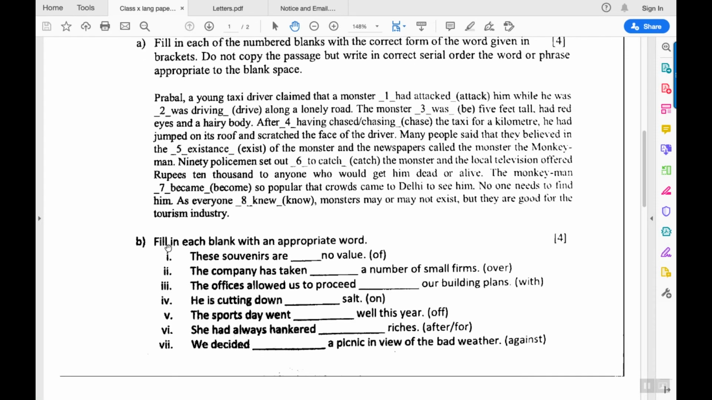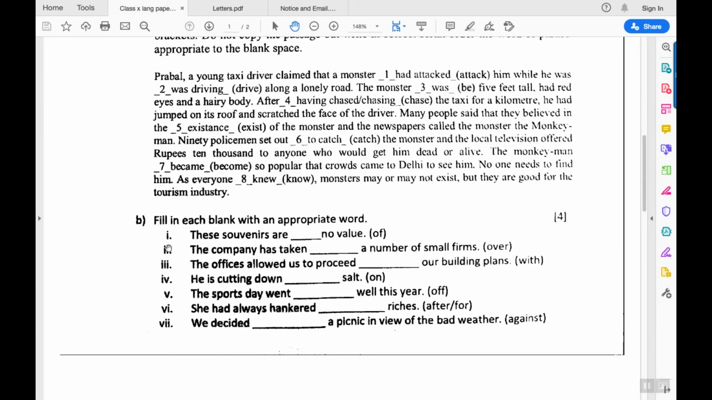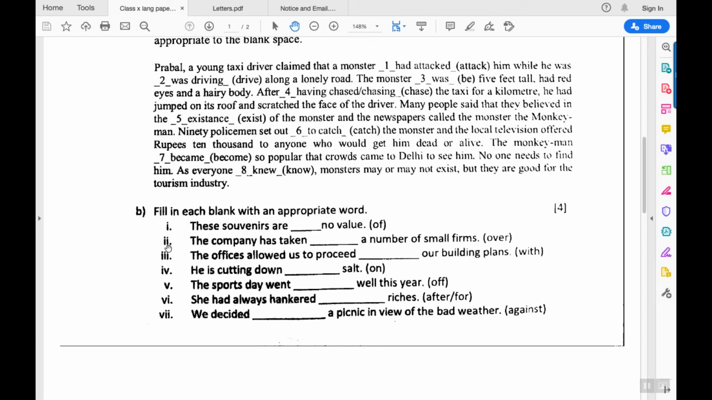Coming to the prepositions, the souvenirs were of no value. The company has taken over a number of small firms. The offices allowed us to proceed with our building plans. He is cutting down, means to reduce, on salt. The sports day went off well this year.